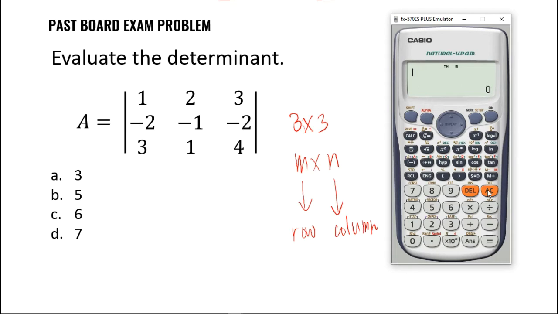So AC. So after pressing AC guys, punta tayo ng shift. Then matrix tayo 4. Then, punta tayo ng determinant. So, we have here determinant number 7. So, 7. Then, input natin guys yung matrix. So, shift, matrix, then matrix A. So, 3. Then, equals lang natin. We have here, ang answer natin here guys is 5. So, the determinant of this 3 by 3 matrix is actually equal to 5.